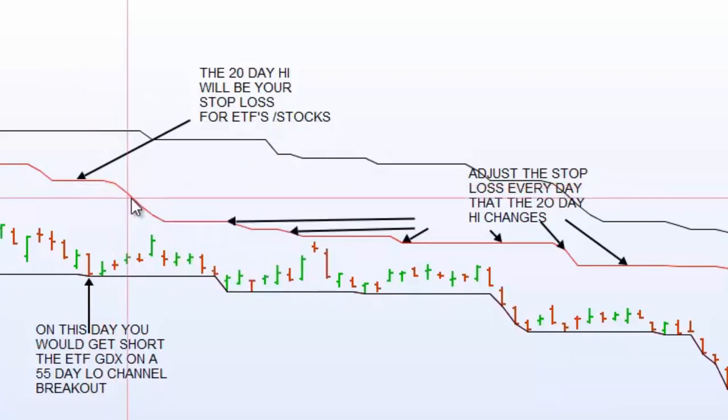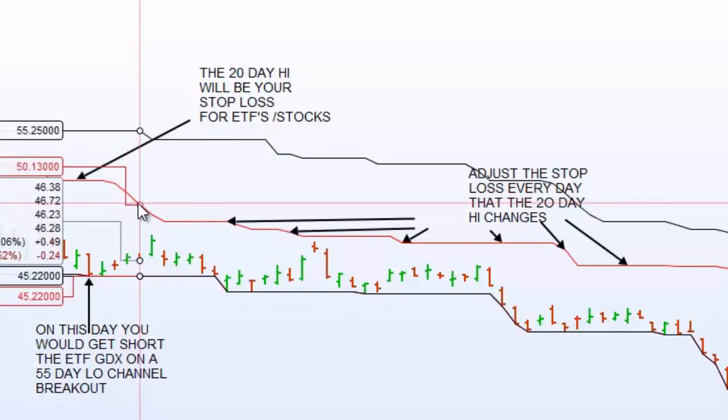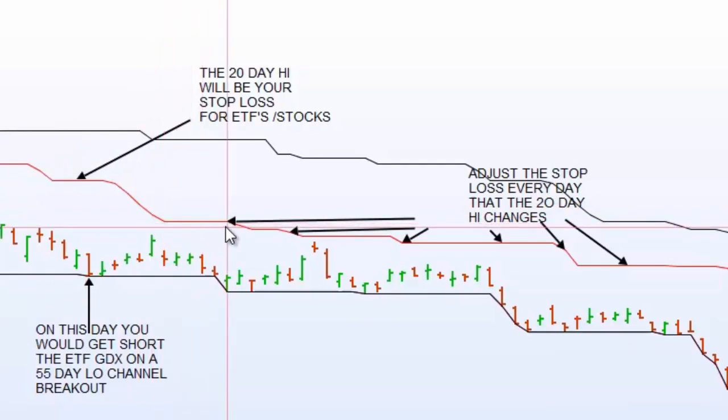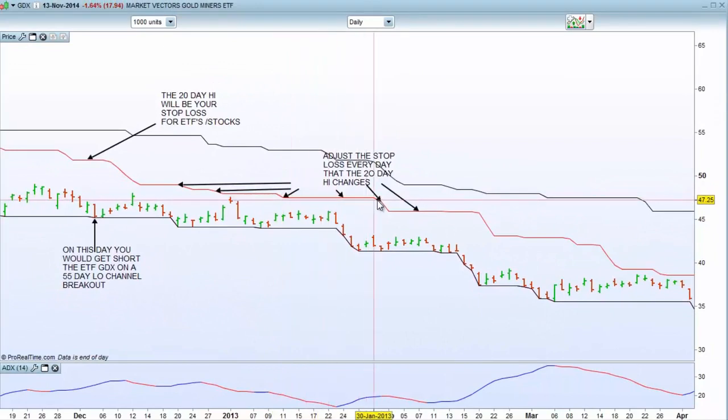So you move your stop loss down, and you keep moving it down every single day that the 20-day line comes down. Notice for a few days it stays the same, and then it changes again, so you keep lowering your stop loss. Here you keep lowering it, it stays the same, you lower it again, stays the same, lower it again, and so on and so forth until you exit the market. Again, our goal is to catch this downtrend. So you want to give it some room to run in the stocks using the 20-day high.